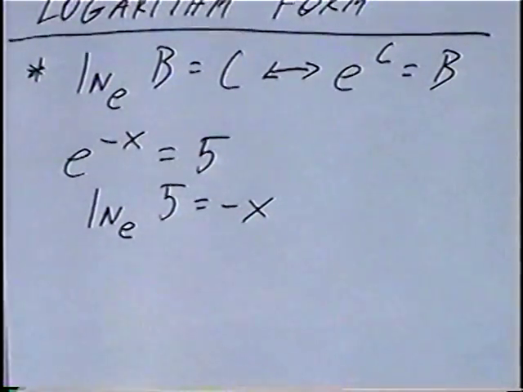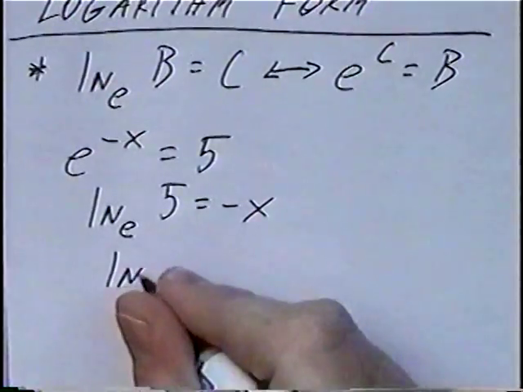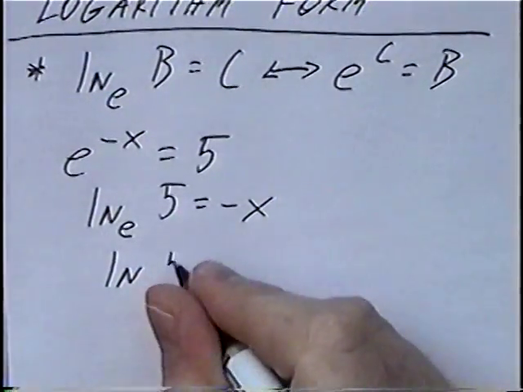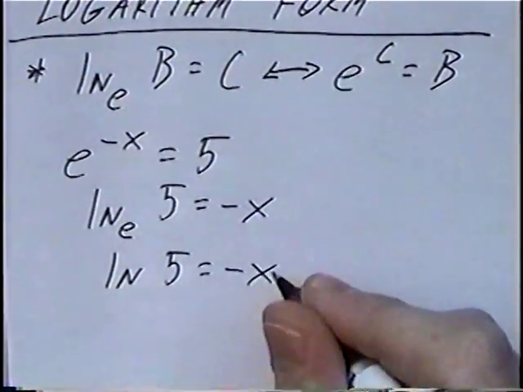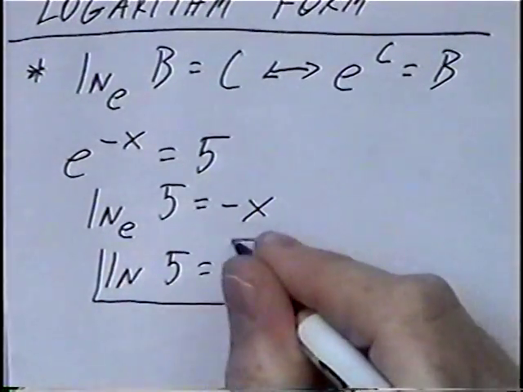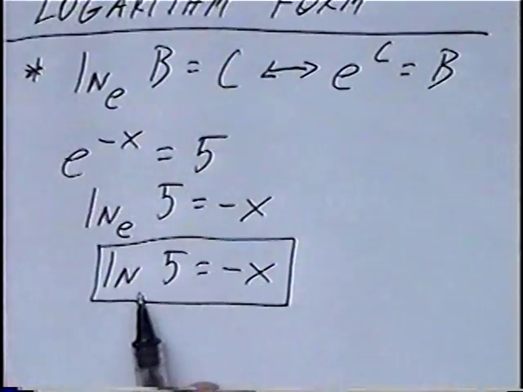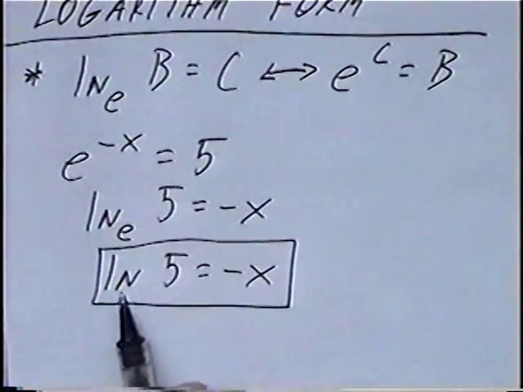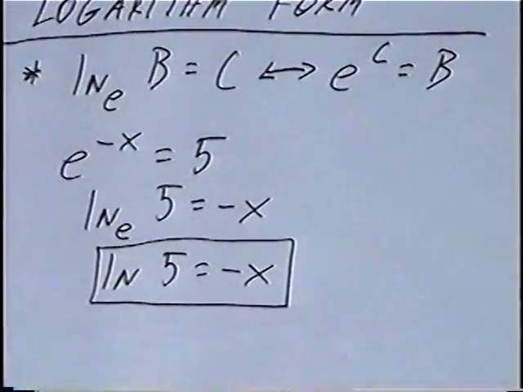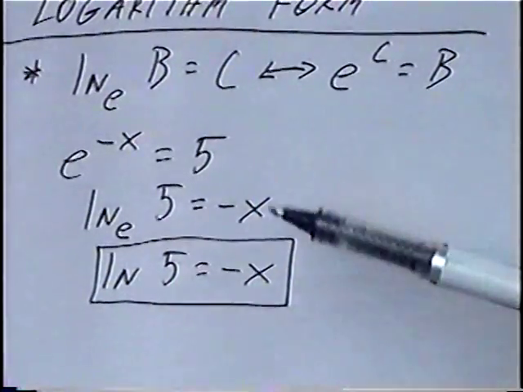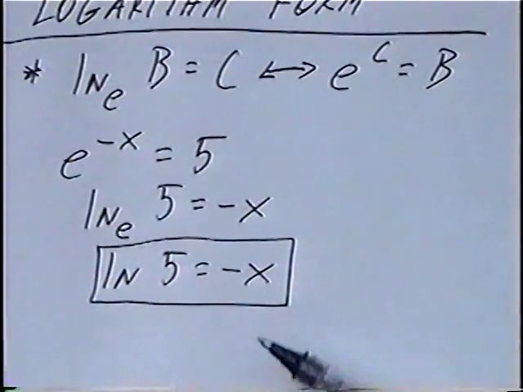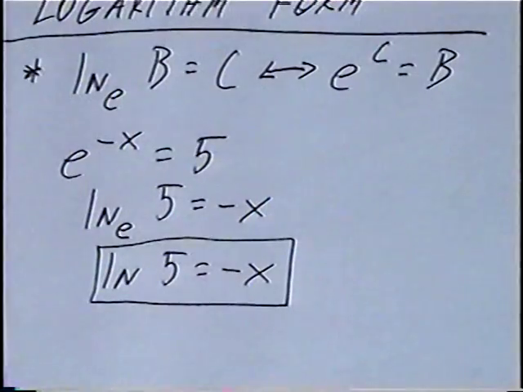We can rewrite this without the base of e. So we'll have the natural logarithm of 5 equals negative x. Anytime we have the natural logarithm, it's not necessary to write the base of e. Anytime you have a natural logarithm, it always has a base of e. So e to the negative x power equals 5 is the same as the natural log of 5 equals negative x.